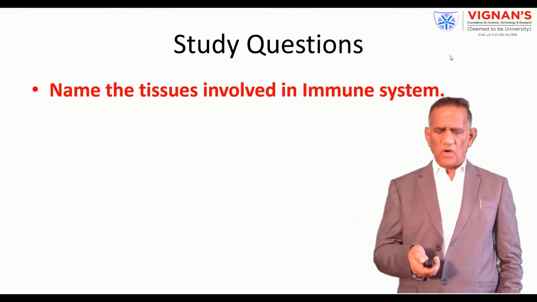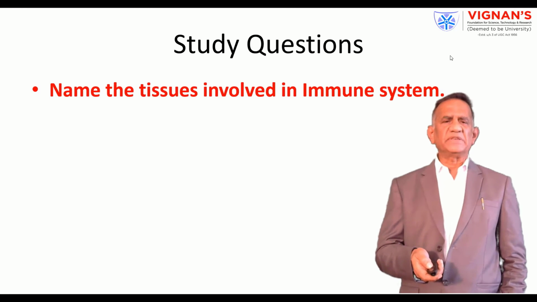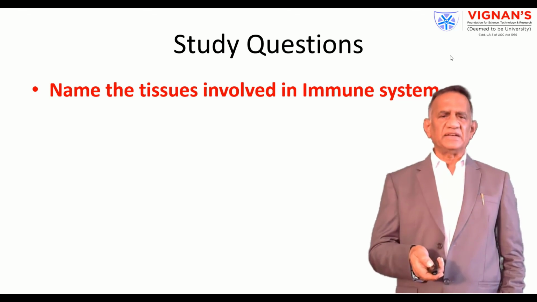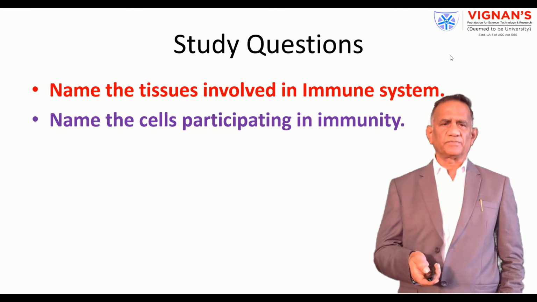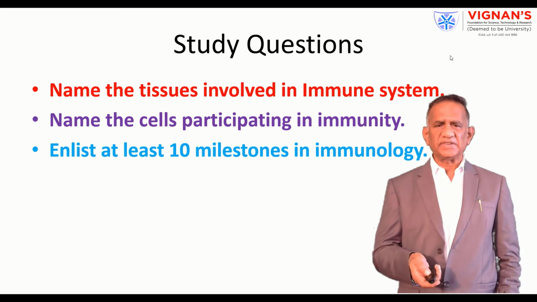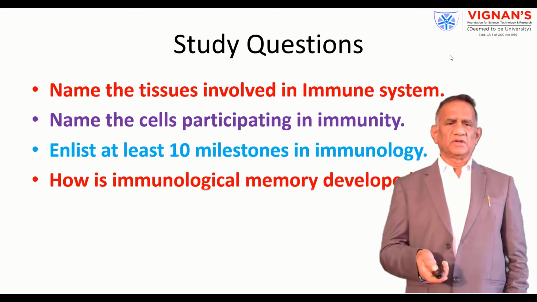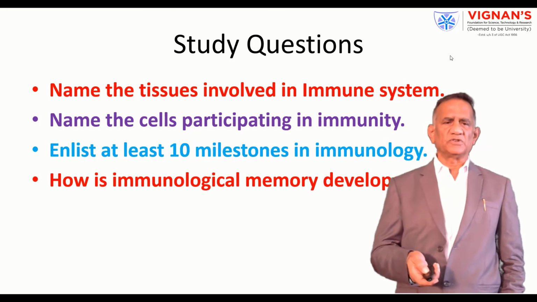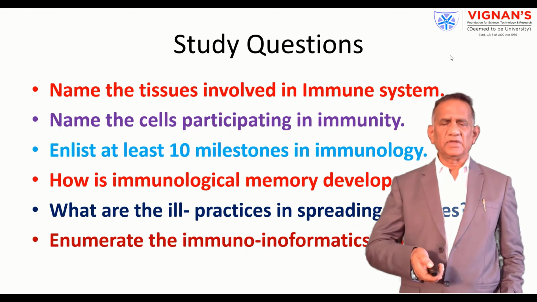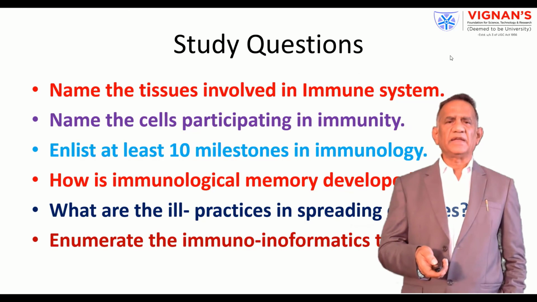Name the tissues involved in the immune system. Name the cells participating in immunity. Enlist at least 10 milestones in immunology. How is immunological memory developed? What are the ill practices in spreading diseases? Enumerate the immunoinformatic tools.